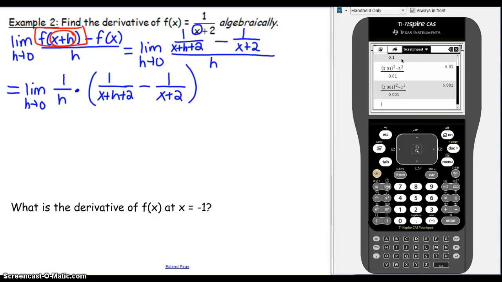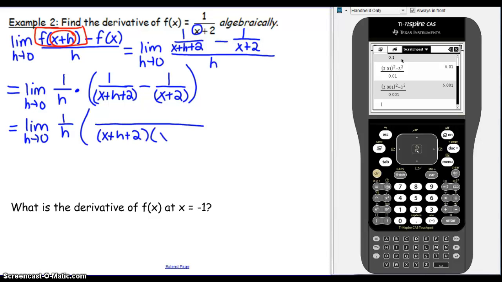Okay, so we have a fraction subtracting a fraction. We need a common denominator. So look at your two denominators. Each one of those needs to be in the common denominator. So our common denominator is going to be x plus h plus 2 times x plus 2. So the first fraction needs to have top and bottom multiplied by x plus 2. So 1 times x plus 2 is just x plus 2.